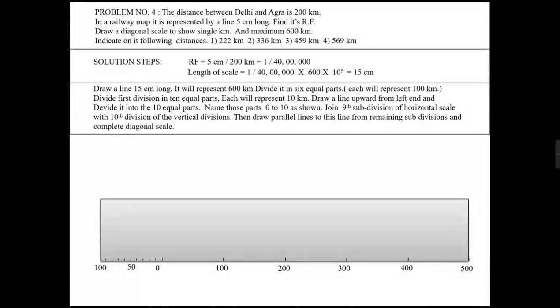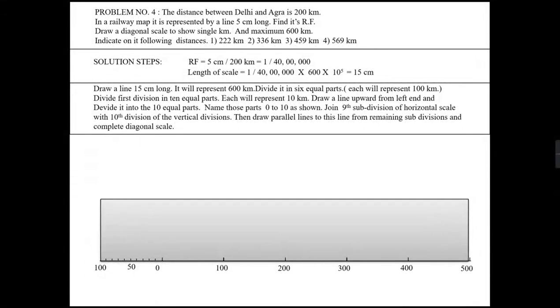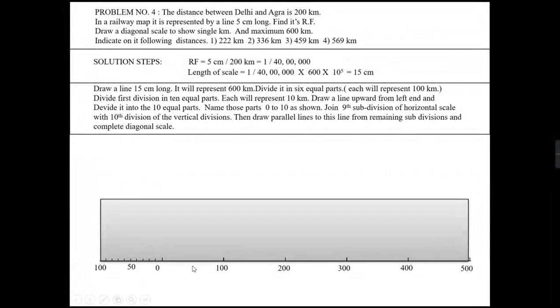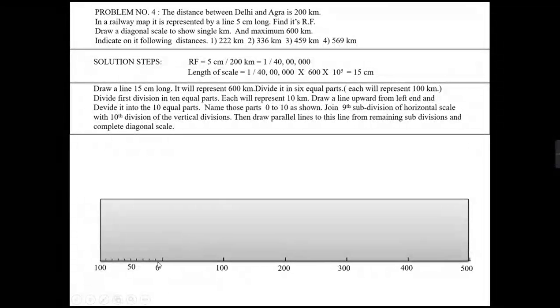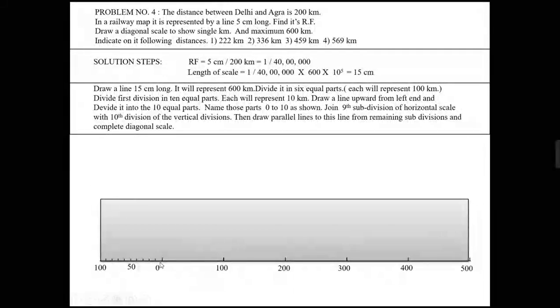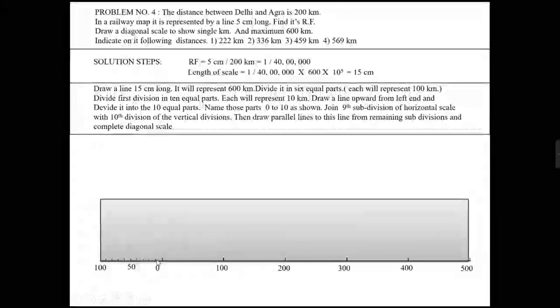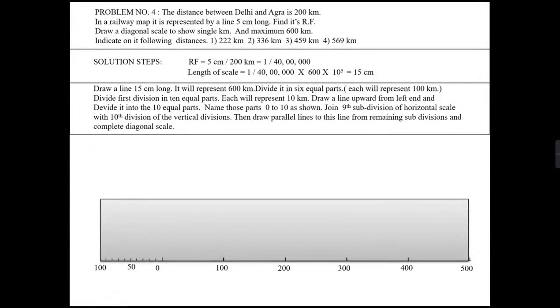Then draw a line upward from the left hand. So we have to draw a line from here, from the left hand, and divide it into the 10 equal parts. Like in a plane scale you are dividing, the same way you have to divide these two parts. Now we have to divide these subdivisions into the 10 equal parts. It means each part is showing the 10 kilometers. Then we divide this subdivision into the 10 equal parts, so that the least count will be the 1 kilometer.